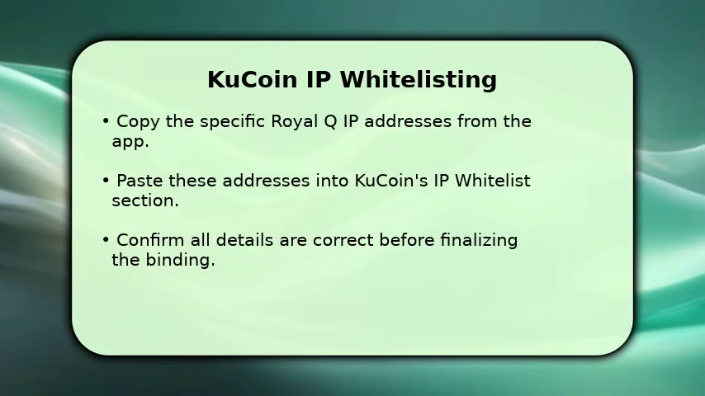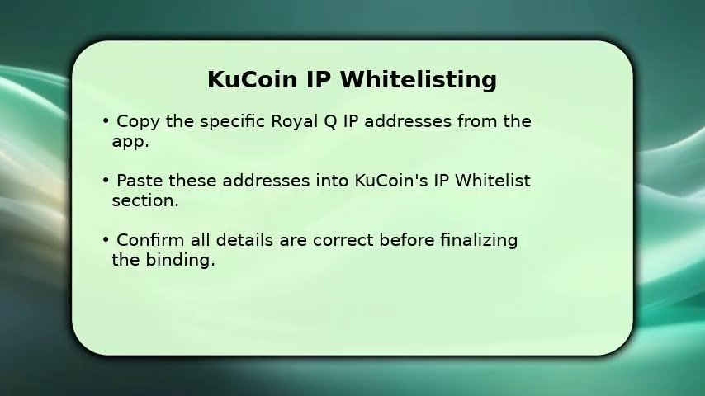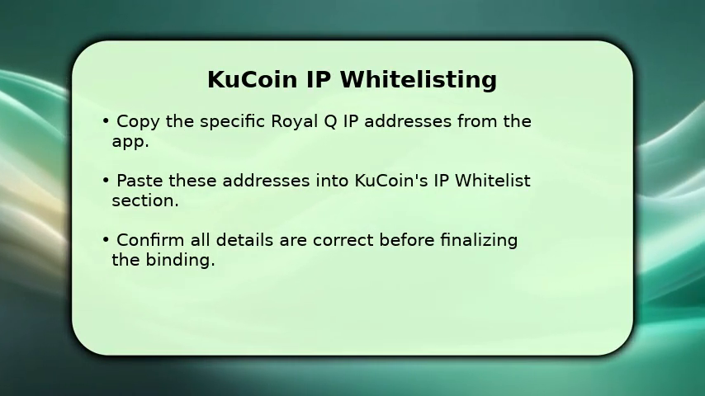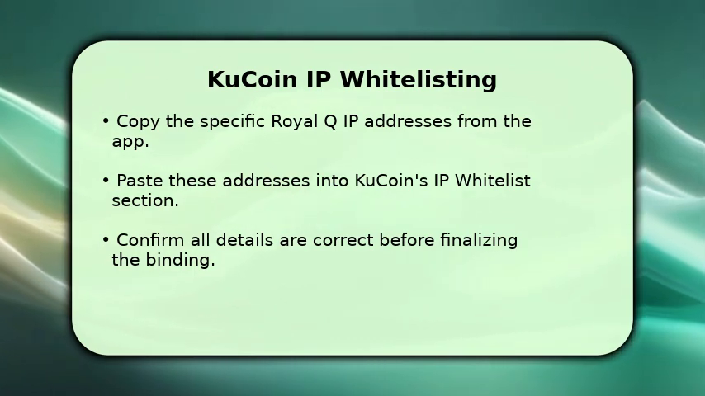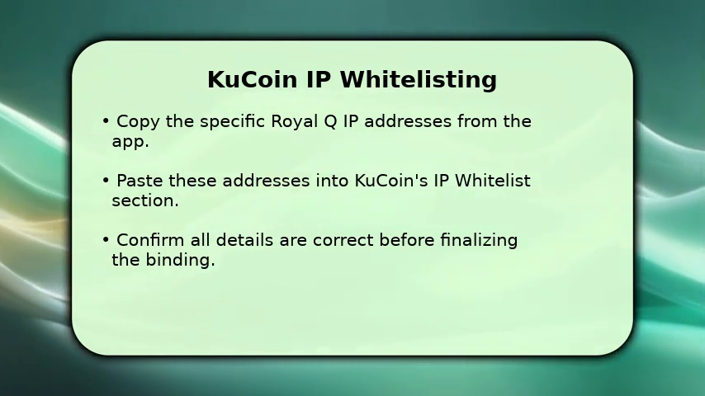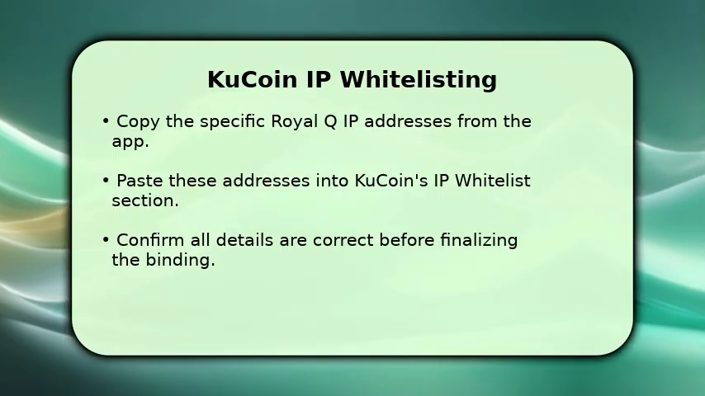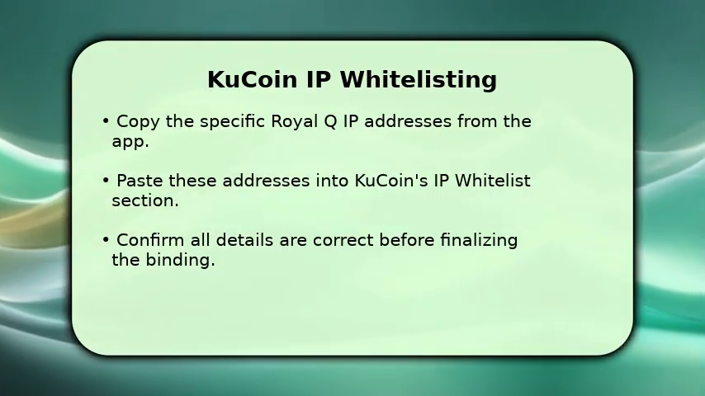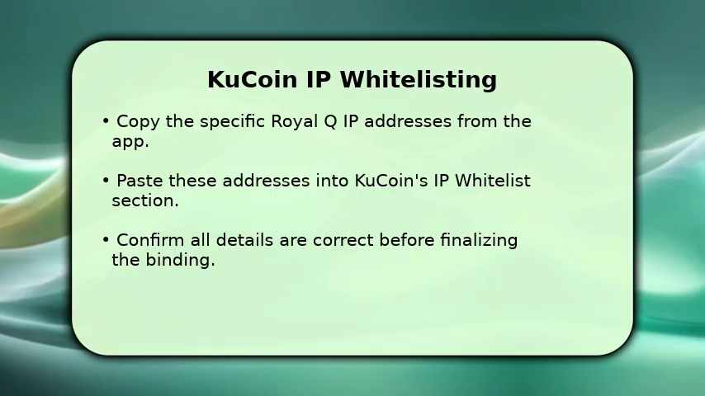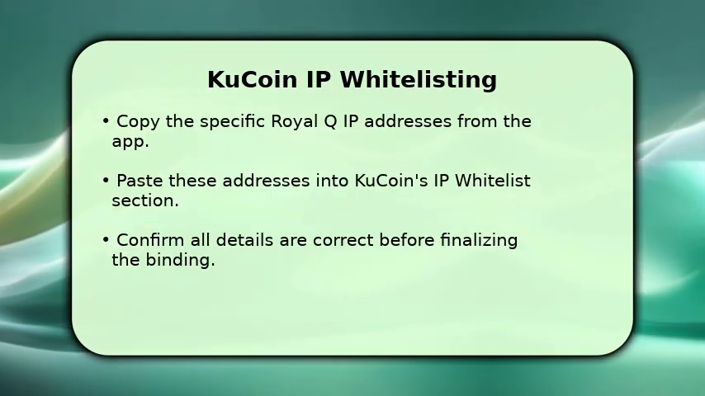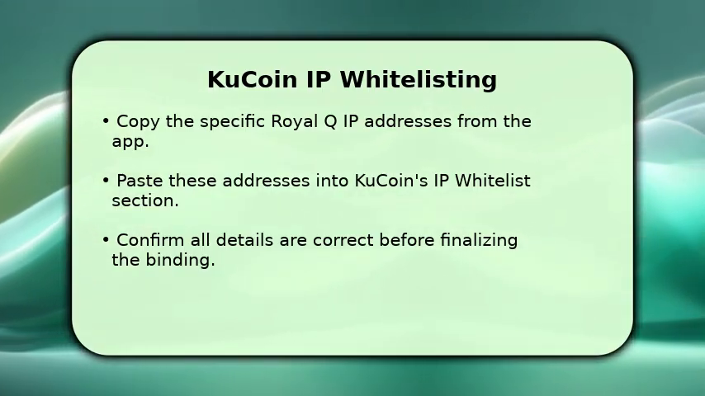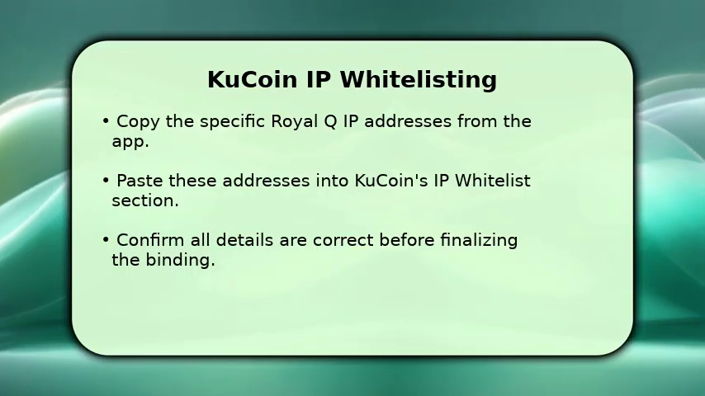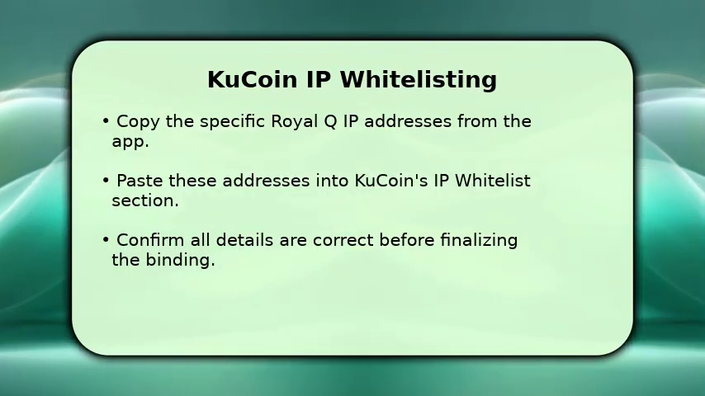Next, you need to whitelist RoyalQ's IP addresses on KuCoin for security. In the RoyalQ app, you'll find a list of specific IP addresses. Copy these addresses. Then, return to your KuCoin API management page and paste them into the IP whitelist section. This step is crucial for allowing RoyalQ to communicate securely with your KuCoin account. Always verify all entered details before confirming the binding.